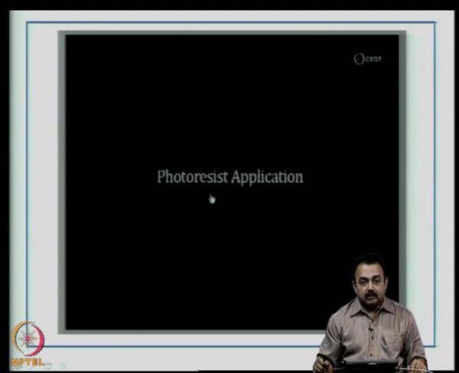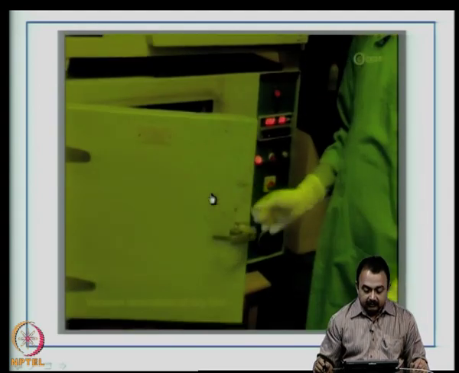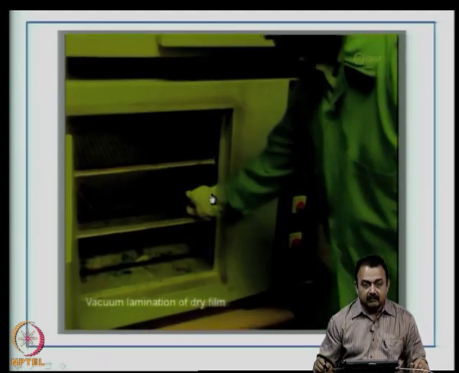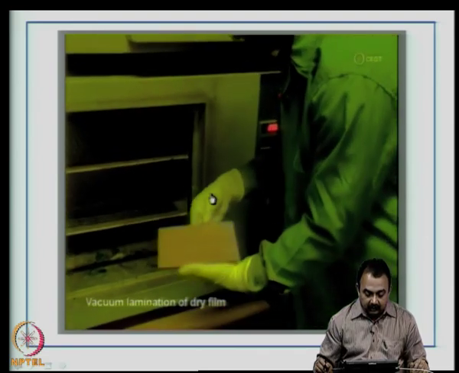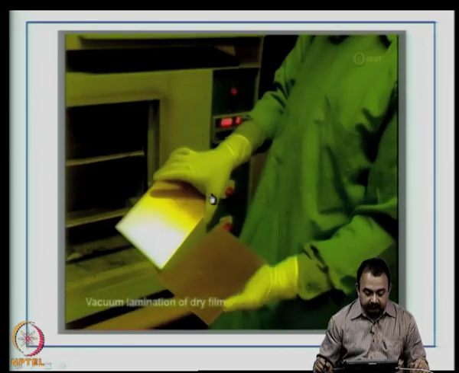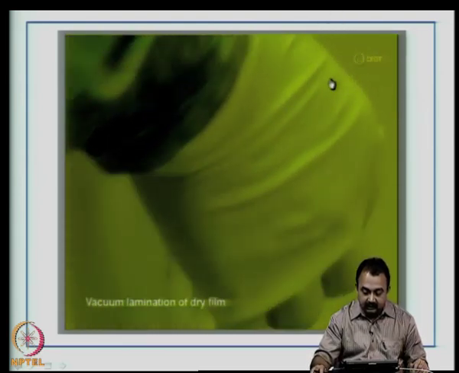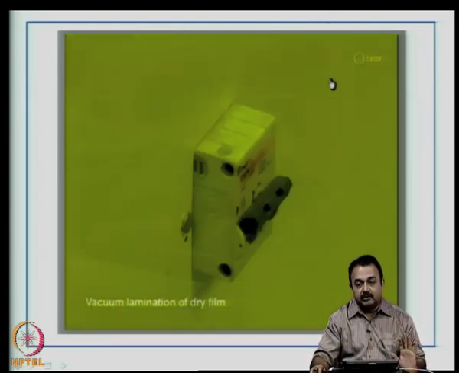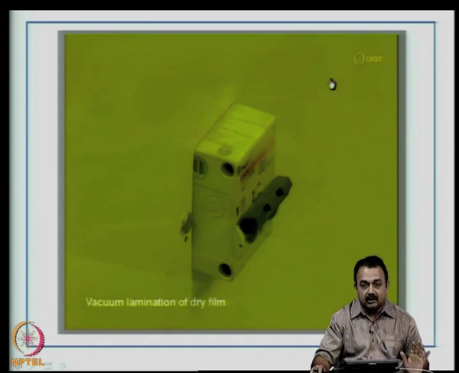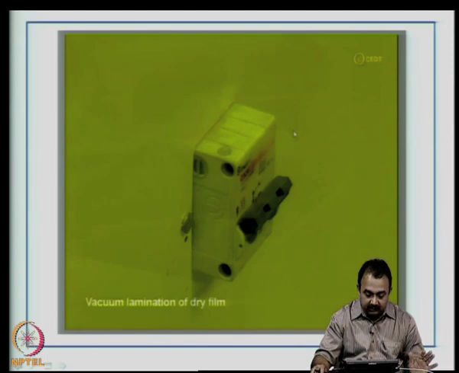Now, we are going to talk about the dry film vacuum laminator. The clean boards here, as you can see, are picked from the oven, and as I said, the boards are made sure it is dry. 80 to 100 degrees for 10 minutes will remove all the moisture after cleaning. Now, we are going to see vacuum lamination of the dry film.